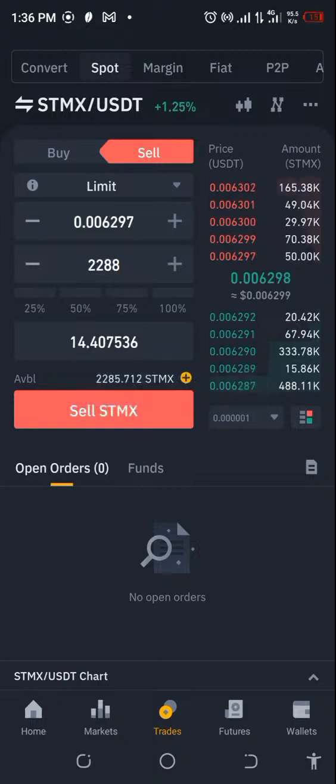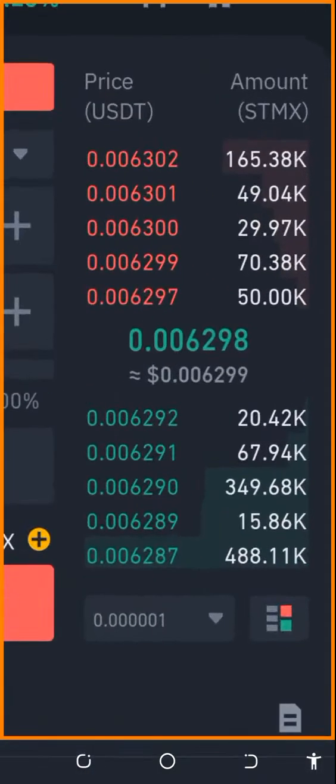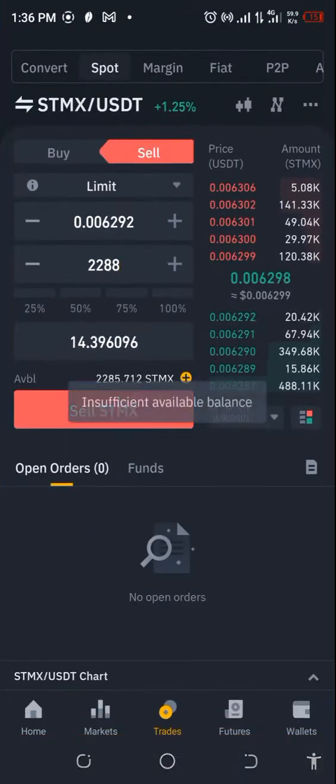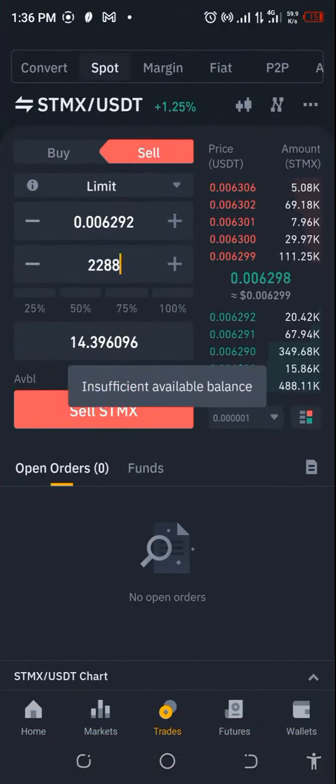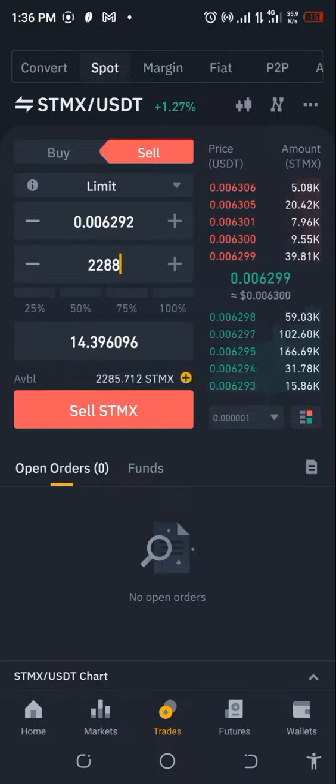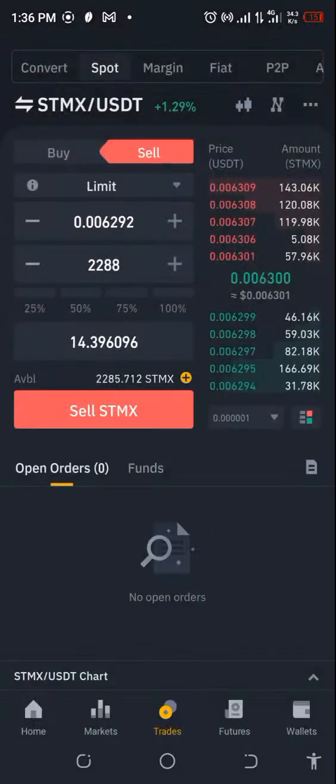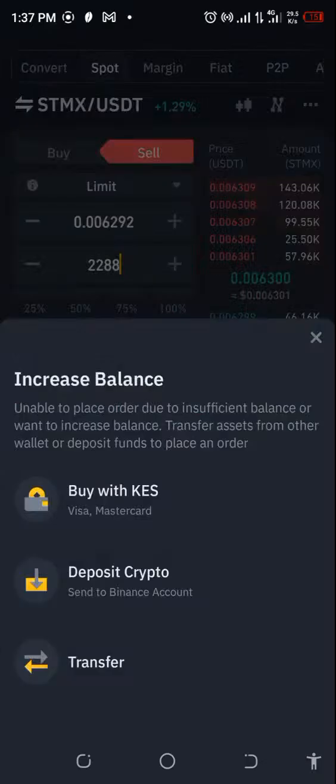Now, once again, what we have here is the current price, but I'm going to choose one of these and see what I get. Okay, not bad at all. So I'm going to take a screenshot of that and I sell that immediately. Let's see if it goes. Sorry. Let's see if we're able to sell that.